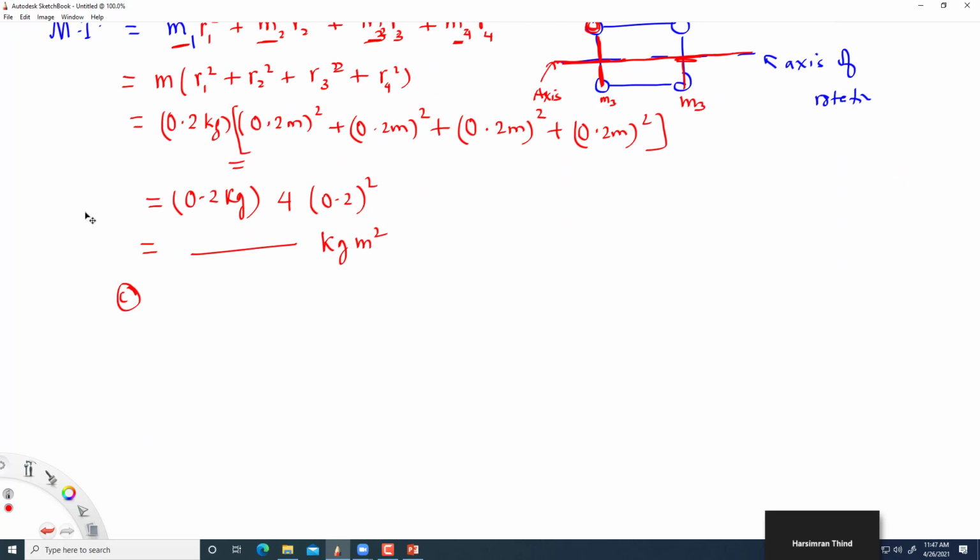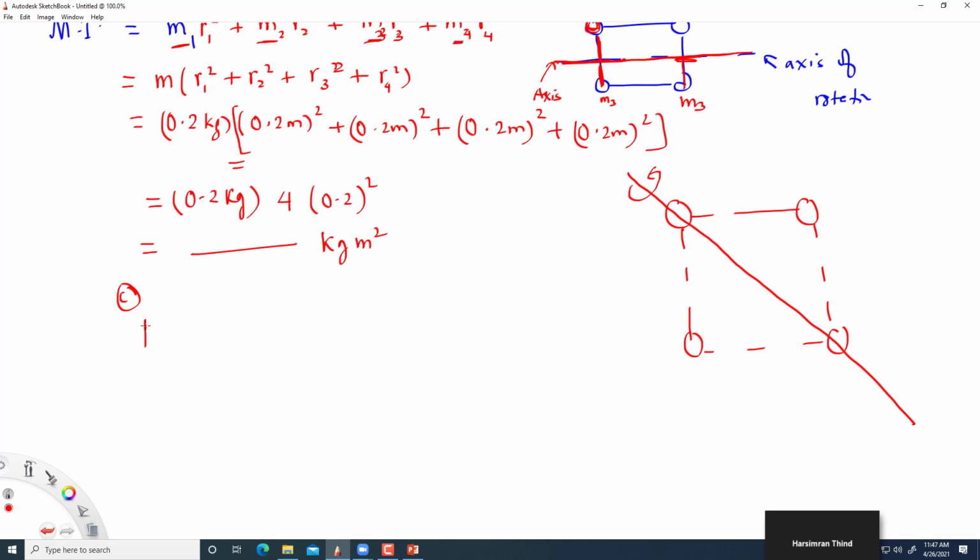Now part C, that passes through the center of the upper left and lower right spheres. So now our axis is passing through the corners, two corners on the diagonal. So now this is our axis of rotation. We are rotating like this, okay? So this is the axis of rotation, and we are rotating like that.